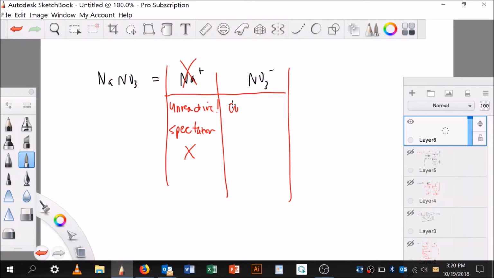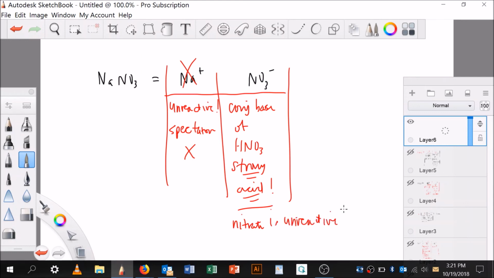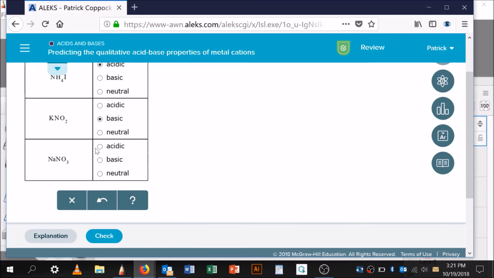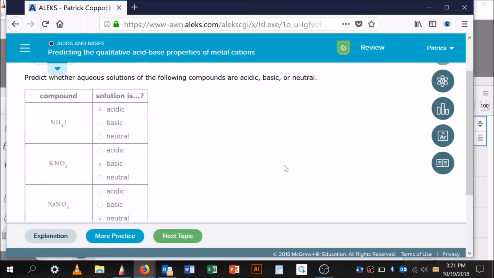Nitrate, on the other hand, is the conjugate base of nitric acid, which is a strong acid. That means that the conjugate base, nitrate, is unreactive. So it looks like both of these are unreactive. This one's going to be neutral. Sodium is unreactive, and so is nitrate. So this is going to be neutral. All right, let's get some green here, and then we'll cut this video off.